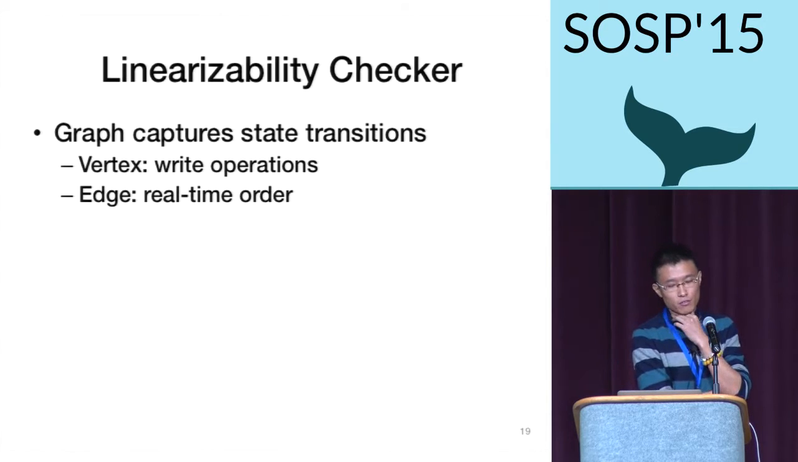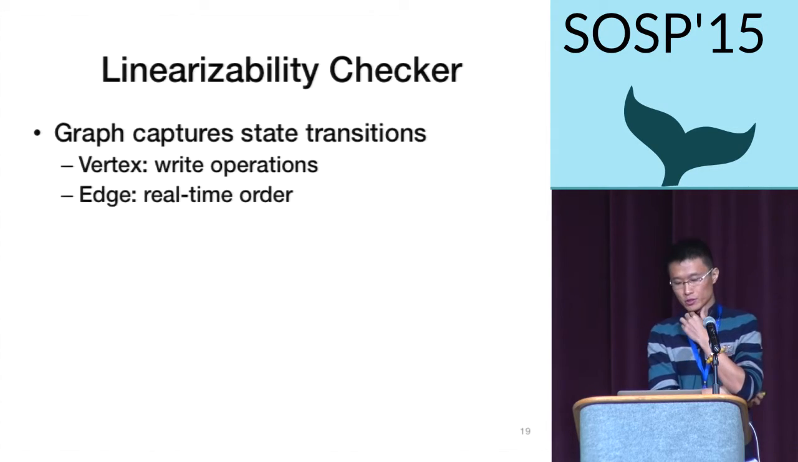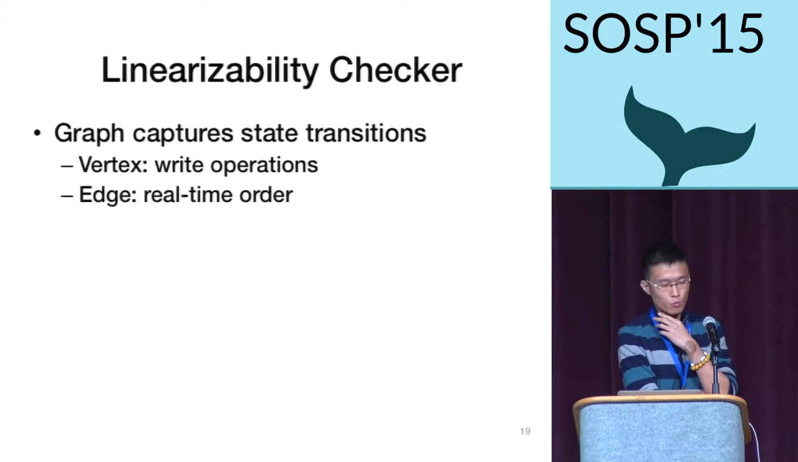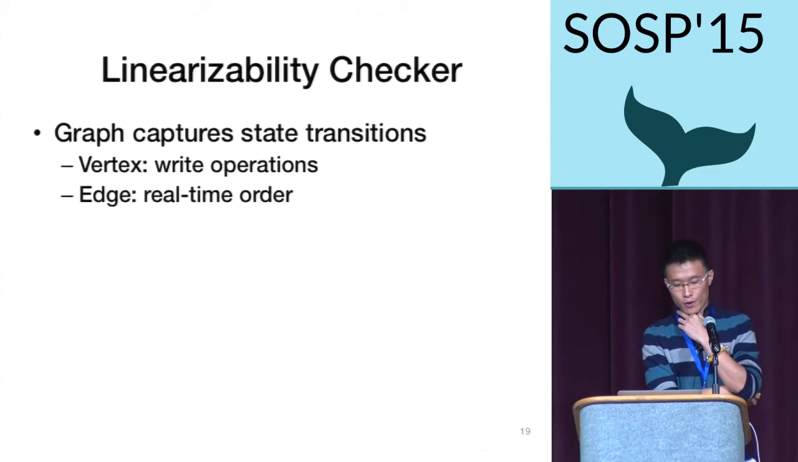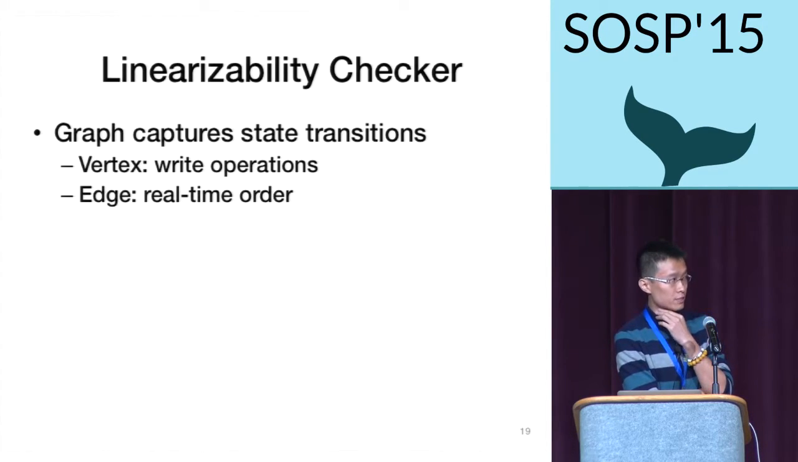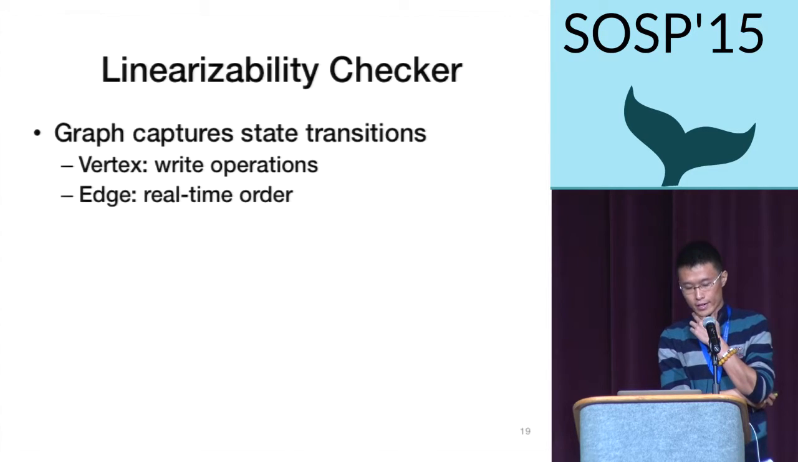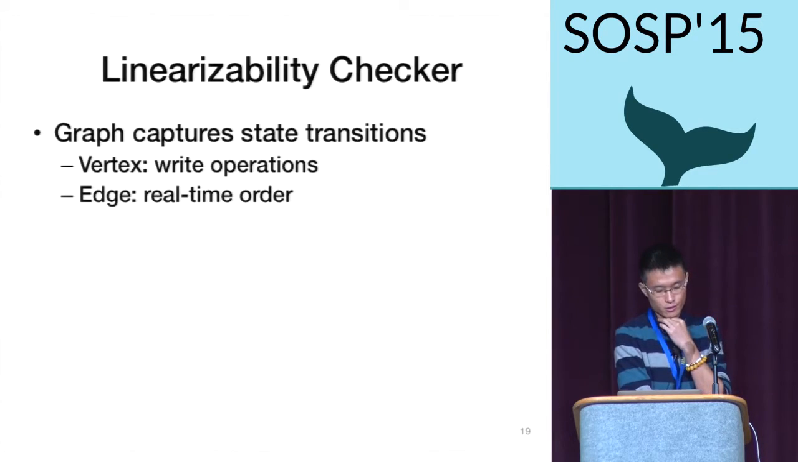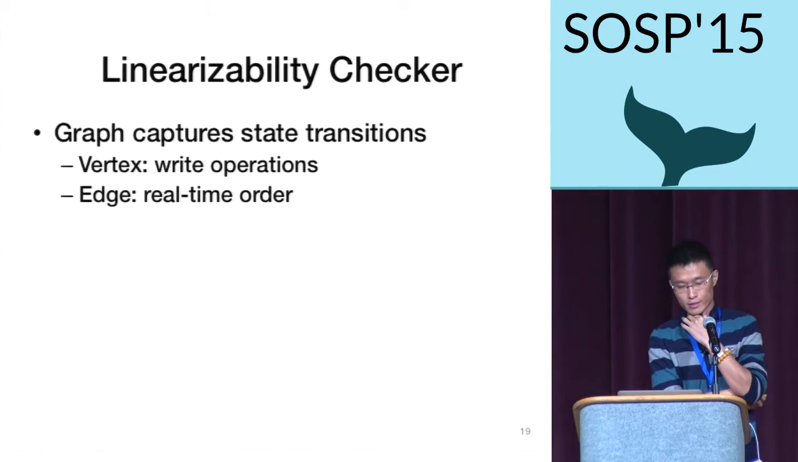The high-level idea of our linearizability checker is that we build a graph when processing the traces one by one. A vertex in the graph is the read operation, which represents the system state. An edge shows the order of two operations, so the graph captures state transition of the system.